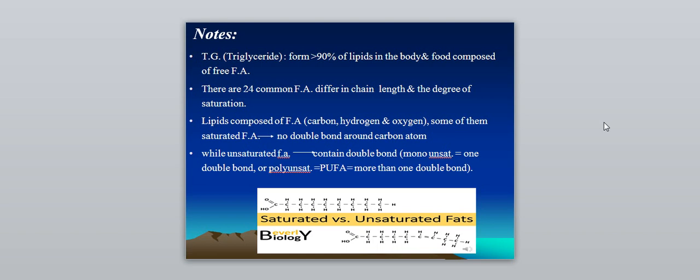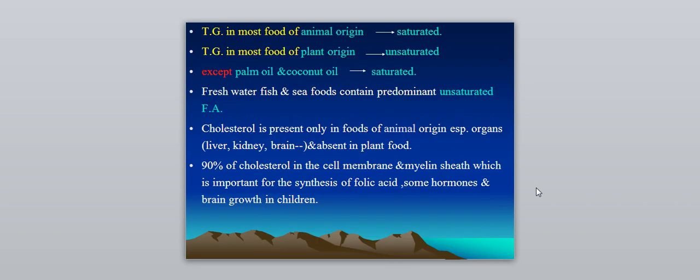And we have to know that the lipid is composed of fatty acid, and it also contains carbohydrate. The fatty acid here is composed of, as we see, carbon, hydrogen, and oxygen. Some of them are saturated. There is no double bond between the carbon atoms. See, this is the saturated type. While the unsaturated contains a double bond, as this one. It is either monounsaturated if one double bond is present, or polyunsaturated if more than one double bond is present between two carbon atoms.